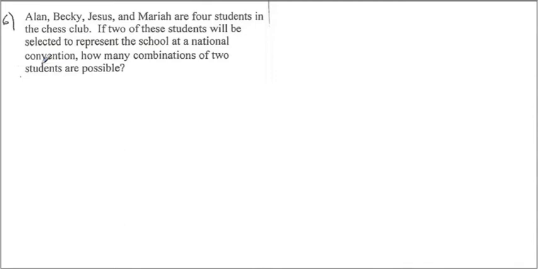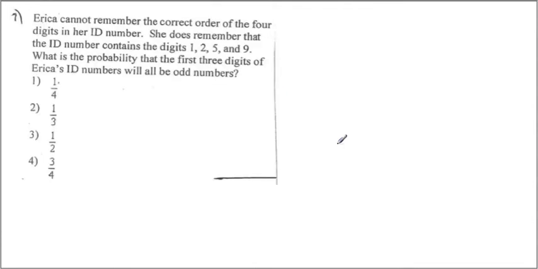Alright, let's look at number 6. Alan, Becky, Jesus, and Maria are 4 students in the chess club. If 2 of these students will be selected, we are selecting 2 people here, 2 out of 4. So it's going to be 4C2. If you put this into the calculator, you'll realize that 6 will be your answer.